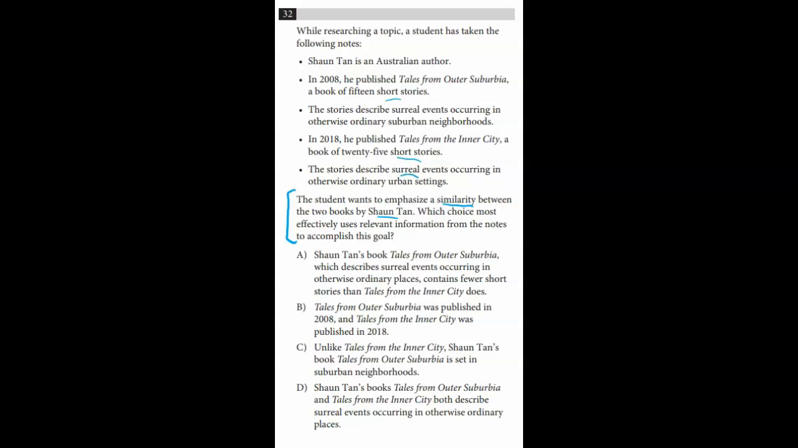So they both describe surreal events in otherwise ordinary settings. So the only difference is that it's suburban and urban. The rest of it is the same. So let's look for that in the answers.